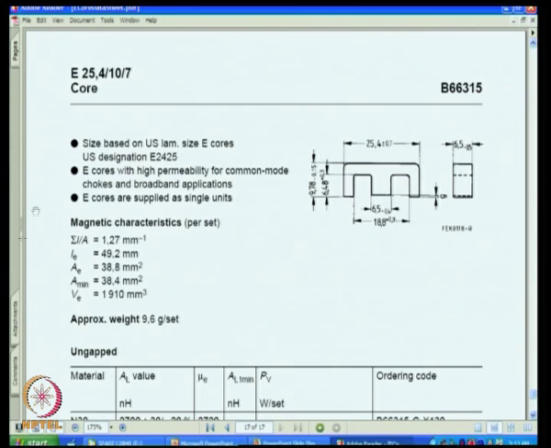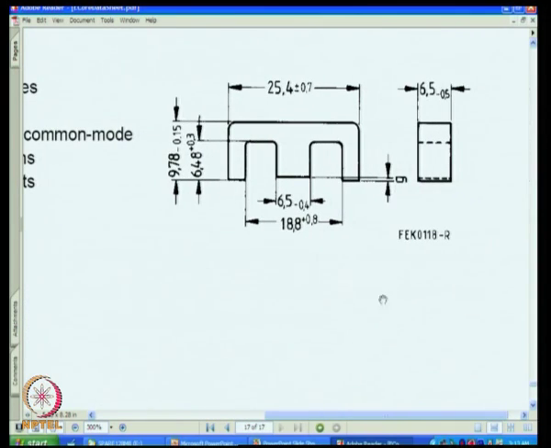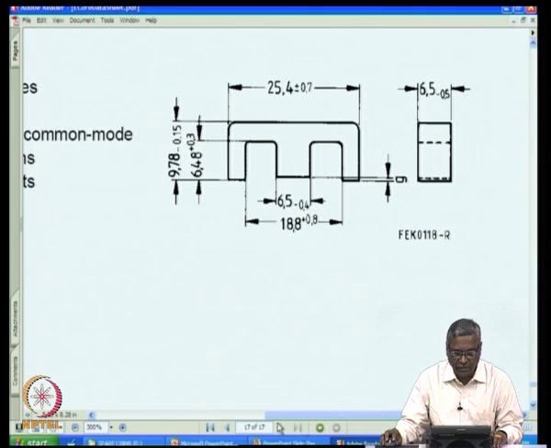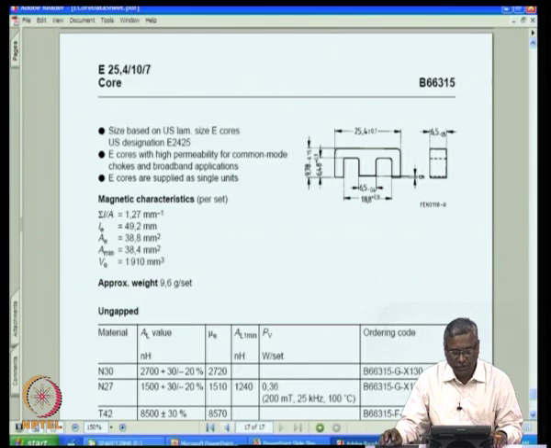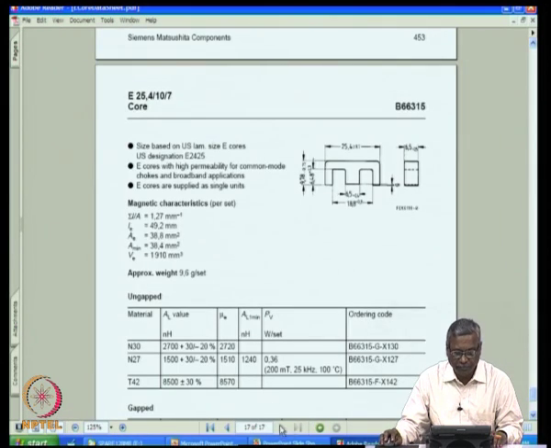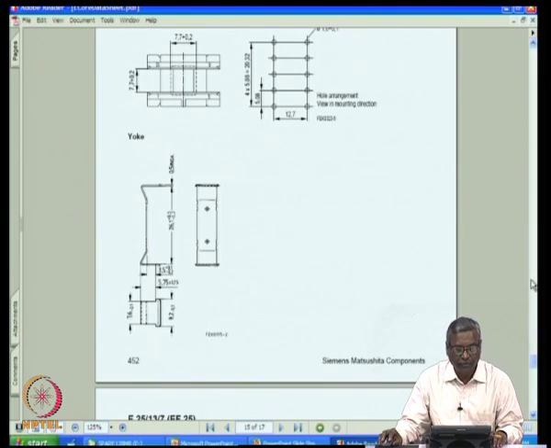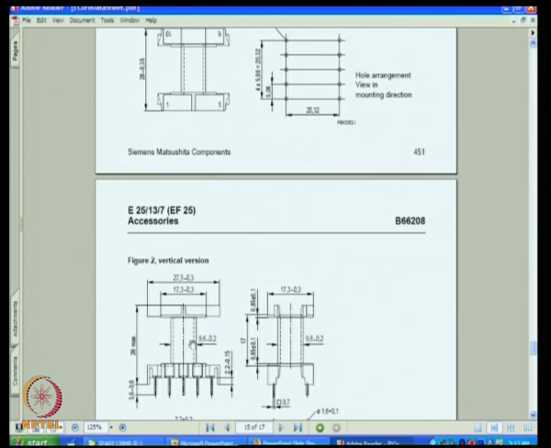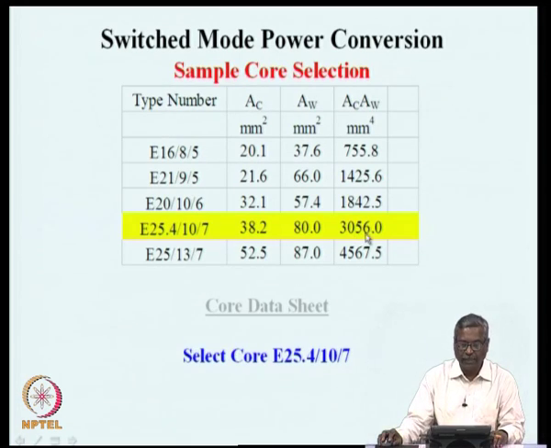So, that is the core, and if you expand the size, you can see how big this core is and what are the various dimensions. And when we go to the next page, you can see that there are suitable formats which are to be mounted on which you can put the winding. So, these are in general the core details which will be useful for you to select a suitable core.